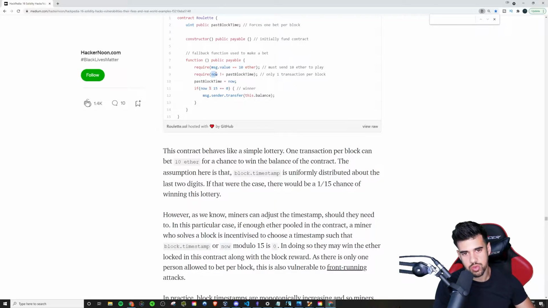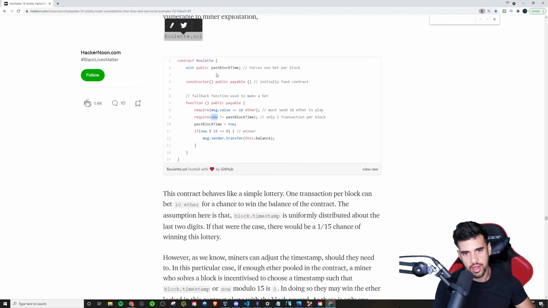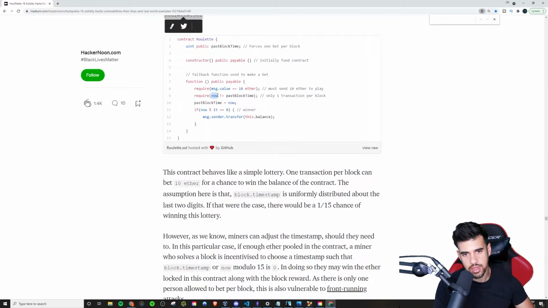And here's where we're using the block timestamp. We're going to check that the timestamp is not equal to pastBlockTime, because remember, we only allow one transaction per block. And pastBlockTime will be set to the current time. And if the current timestamp modulus 15 is equal to 0, then they win. In this case, if they win, then we'll do a msg.sender.transfer(this.balance).